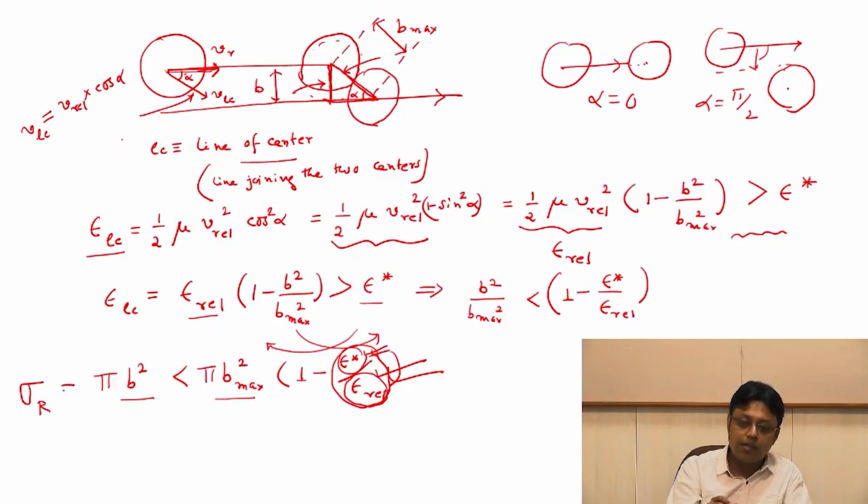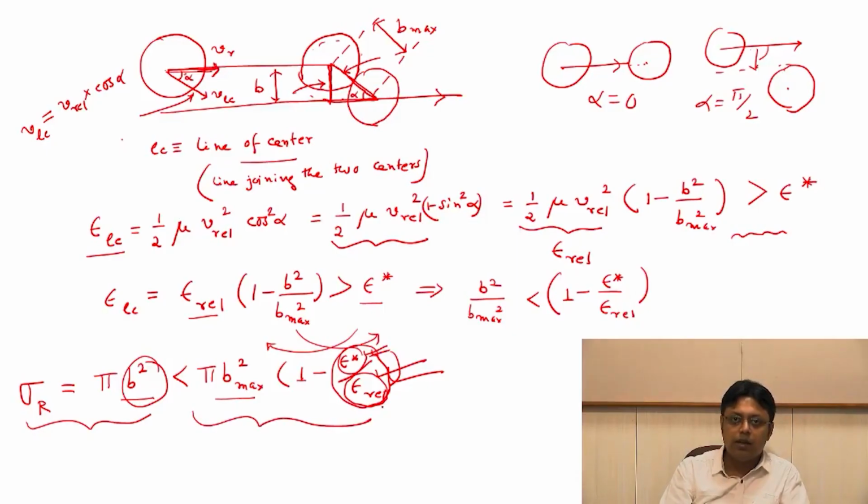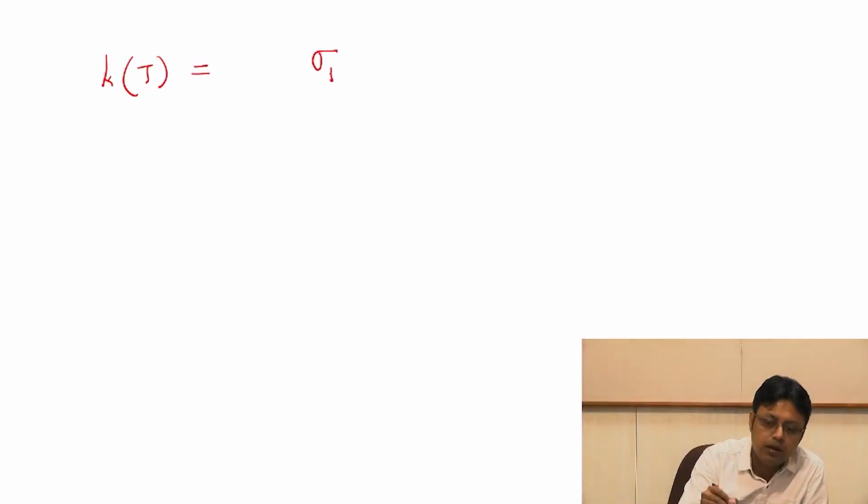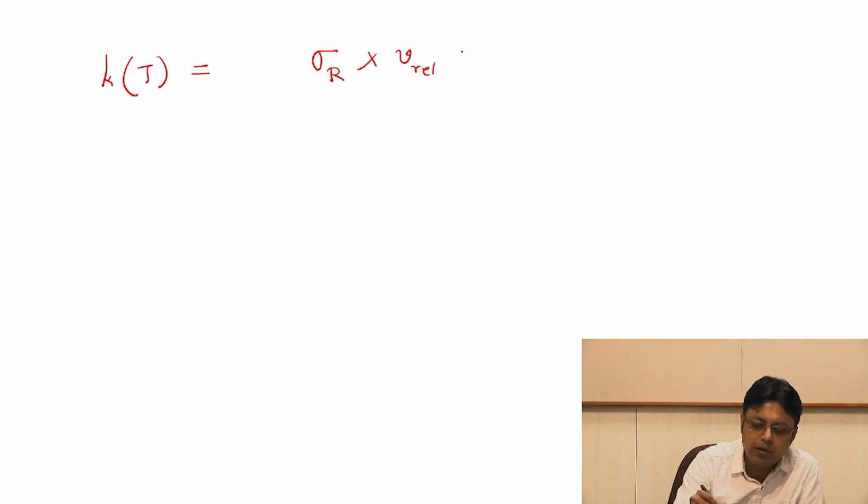This is not simply pi b max square, it is pi b square, but this b square is now connected. It has a criteria that it has to be less than or equal to that. So the reaction probability, the thermally averaged rate constant, will be this reactive cross section, as we have seen, times the relative velocity, and then we have to take the average, but we have not taken the average on relative velocity because we'll do the averaging now.